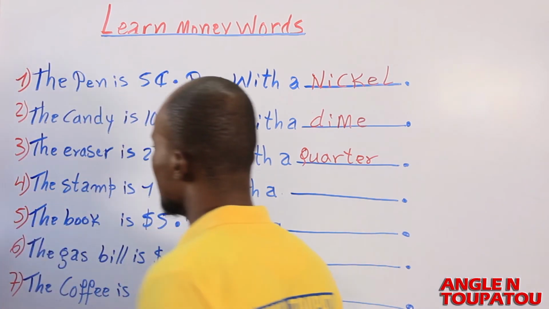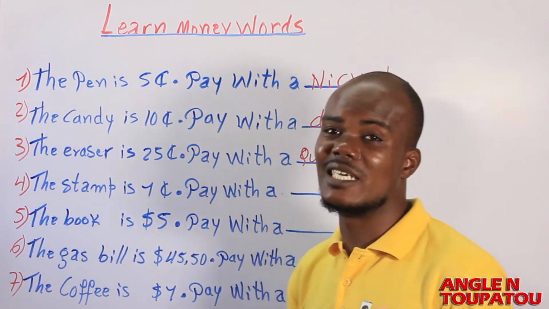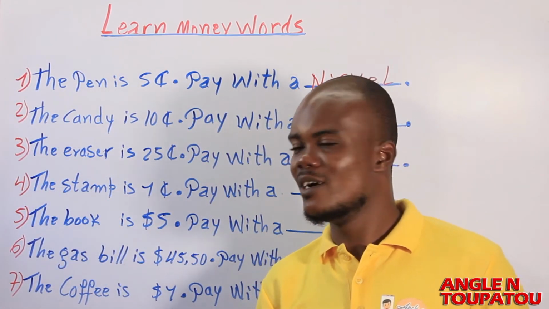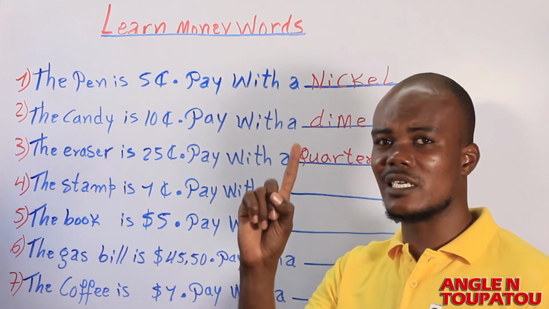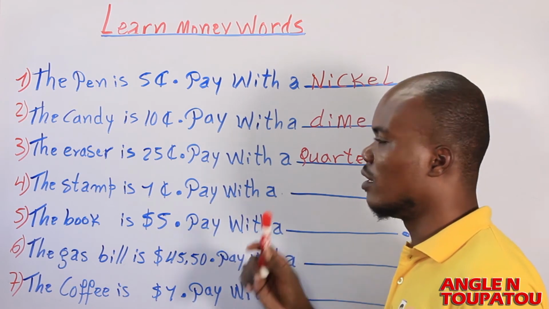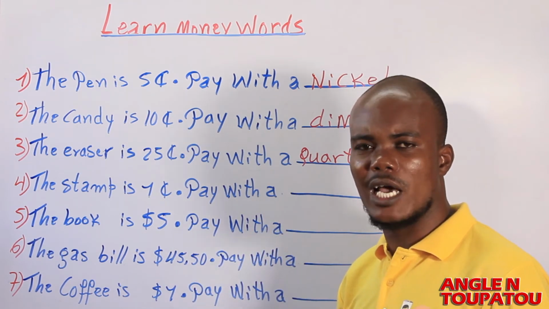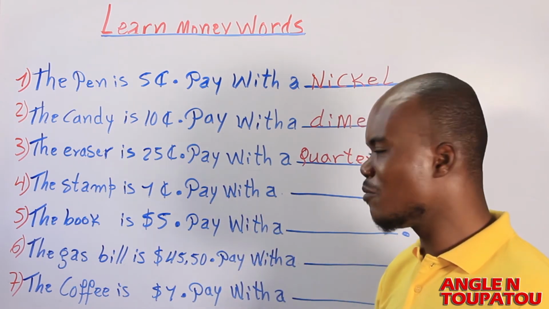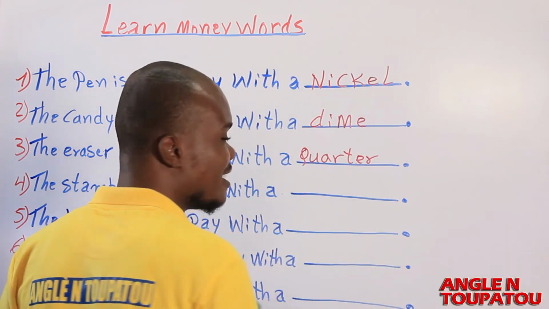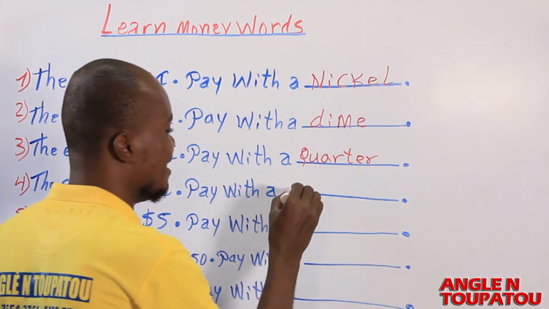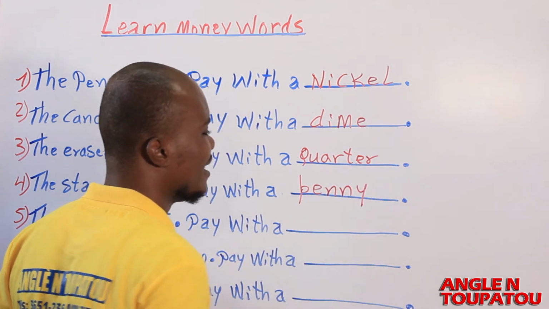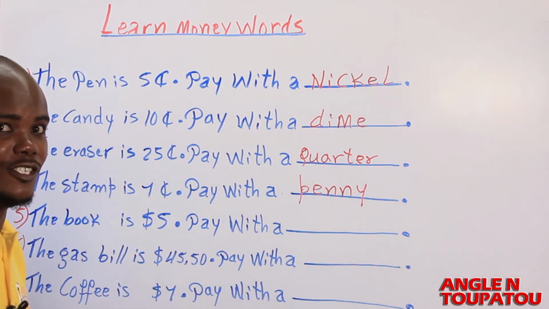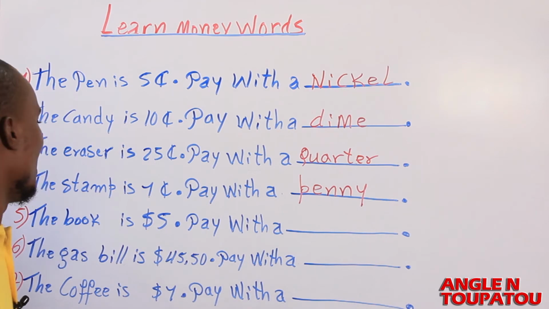Good. The stamp is 1 cent. Pay with a penny. Yeah, a penny. You can pay with a penny. All right, good. You do it again. A penny.